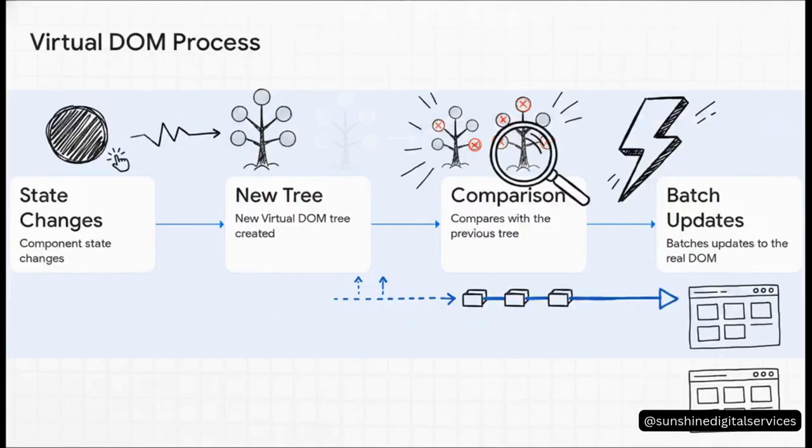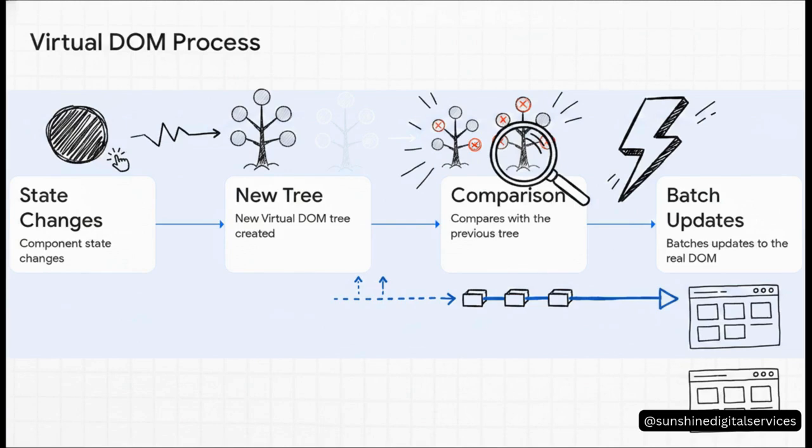Here is how this actually plays out step by step. First, a component state changes. Maybe you click something or new data arrived from a server. Second, React instantly spins up a brand new virtual DOM tree representing what the UI should look like now. Third, and honestly, this is where the magic happens. It compares this new tree with the old one.